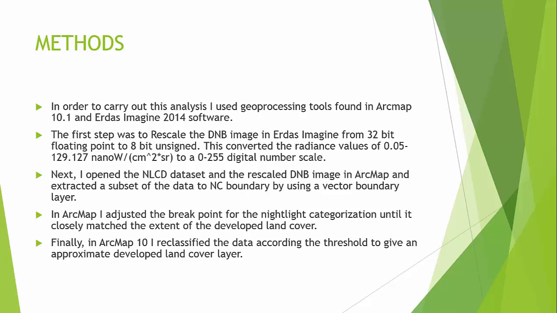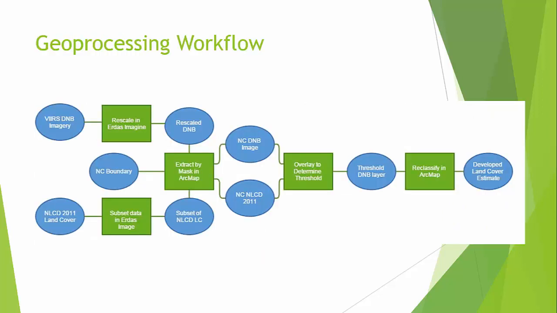In ArcMap, I adjusted the breakpoint for the night light categorization until it closely matched the underlying extent of the developed land cover. Finally, in ArcMap 10, I reclassified the data according to the threshold to give an approximate developed land cover layer. Here is a generalized geoprocessing workflow for my project.